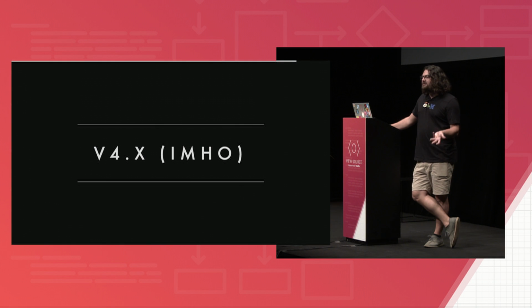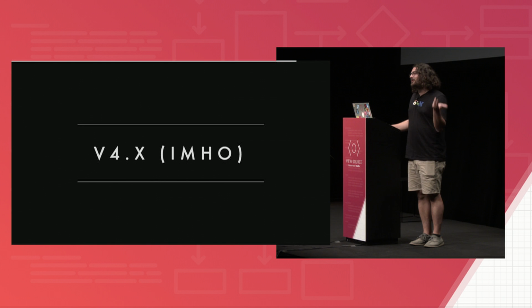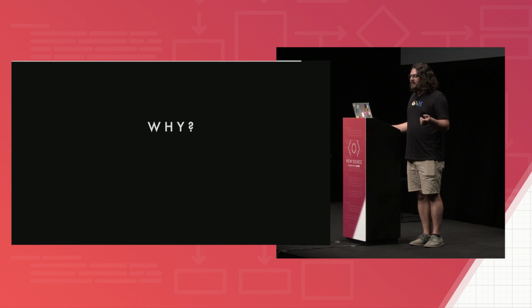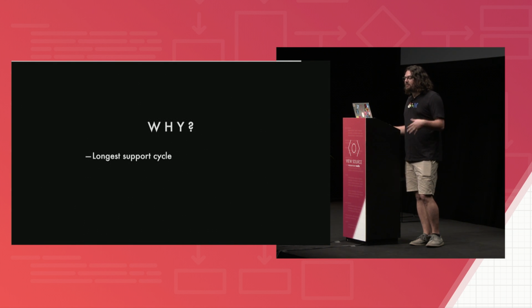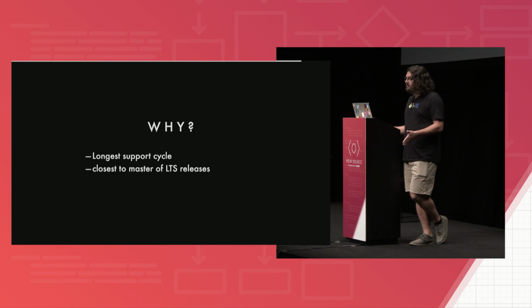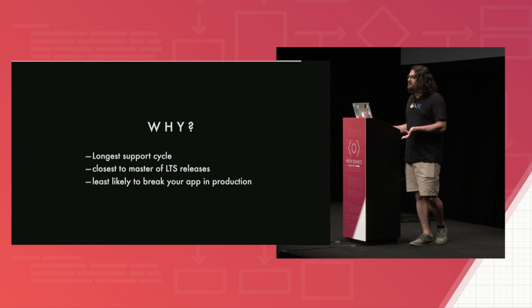So to wrap up, which version should you use? At the moment, v4.x, but I mean version 6 going into LTS next month, so that's not a bad choice either. But why? Longest support cycle, closest to master of LTS releases currently, and the least likely to break your app in production.